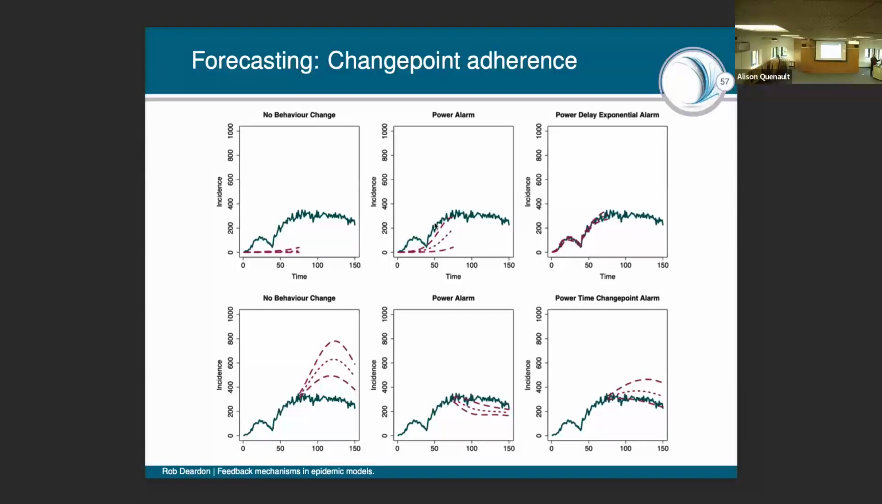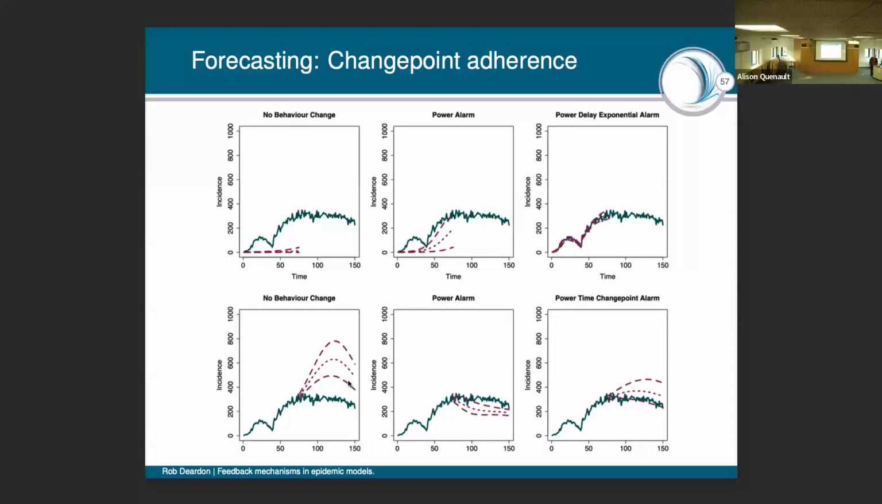If you put the alarm function in, from the first half of the talk, it at least begins to mimic what's going on, but it's not capturing it at all. If we put in the delayed exponential adherence, the terminology is a mouthful, then you can see we're doing really rather well. What we're trying to do here is what I talked about earlier, where we fit the model to the first half of the epidemic and then try to project the second half.